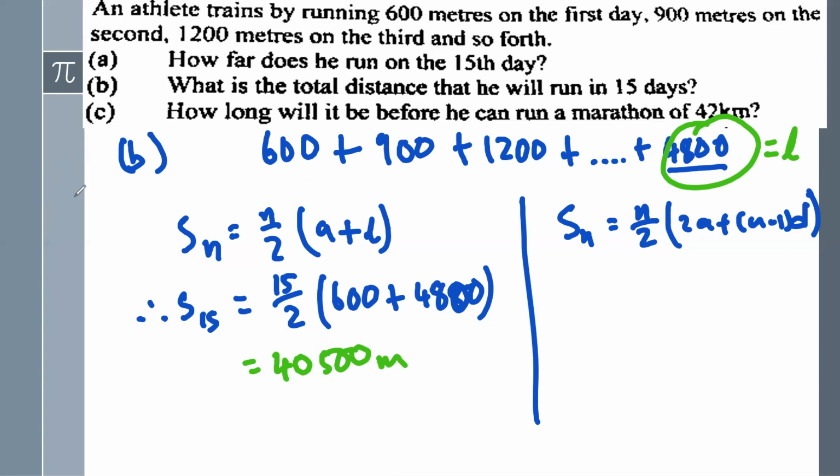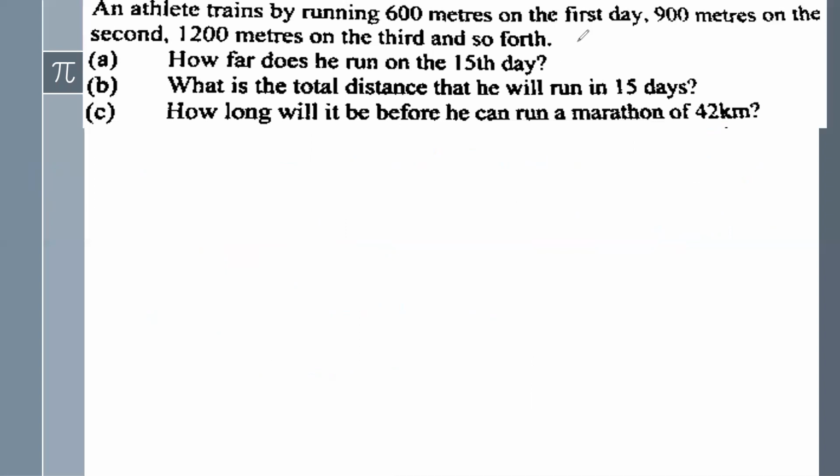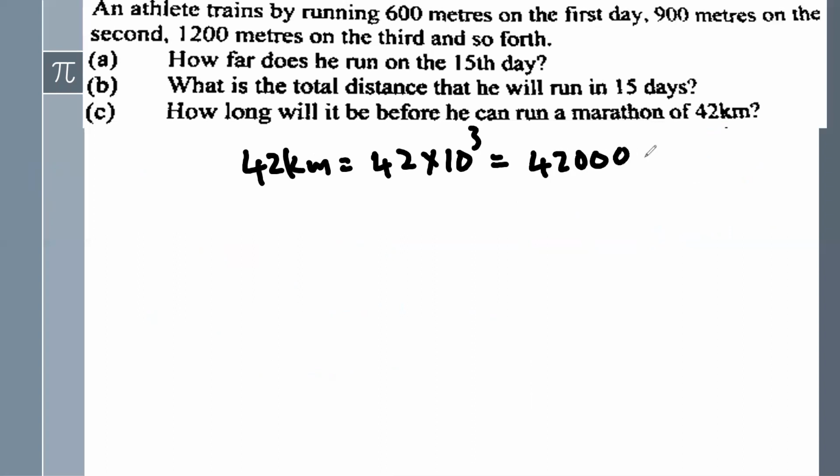The last question, how long will it be before he can run a marathon of 42 kilometers? Very, very important. There's a catch here. Everything has been given in meters. Now, all of a sudden, we have 42 kilometers. So it becomes important to convert the 42 kilometers into meters. So we will multiply by 10 to the 3, and that should give us 42,000 meters. Once we have done that, we have already found the general term in a, so we will just rewrite it here. This is 300 into n plus 1. This is the form that I have preferred.